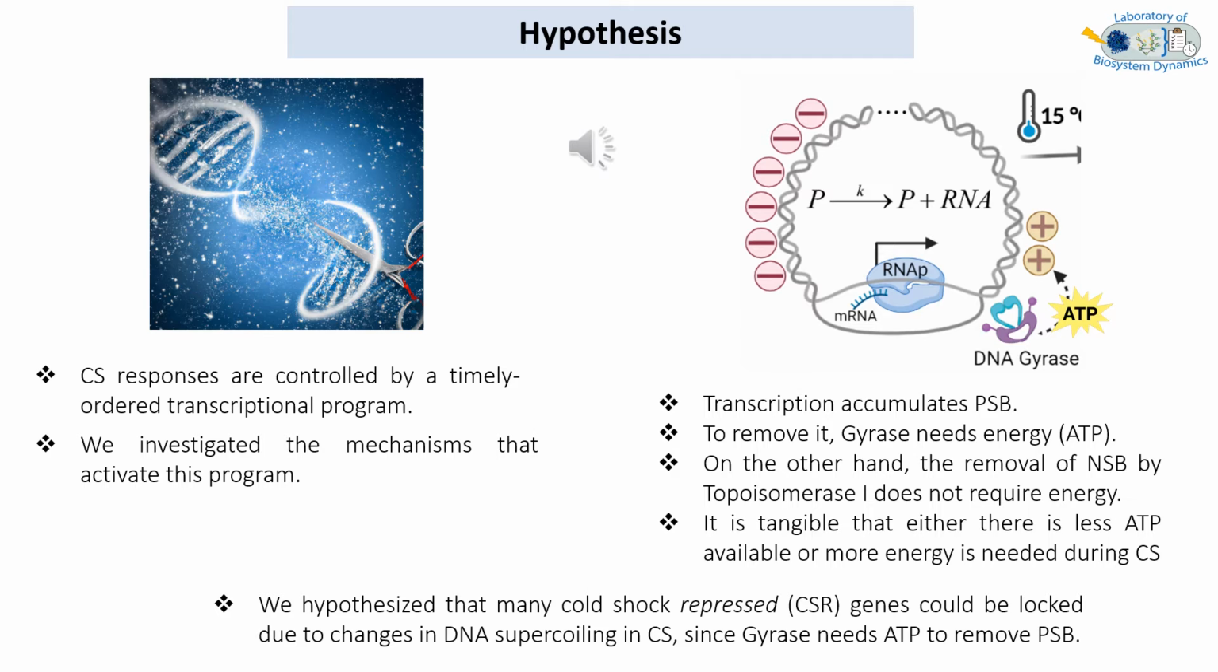So if a gene is more subject to being locked due to positive supercoiling buildup, because if it gets too coiled, it won't be easily open for transcription, such genes which are more subject to positive supercoiling may get fully repressed during cold shock. We went to study based on that hypothesis. We hypothesized that many cold shock repressed genes could become locked during cold shock due to changes in DNA supercoiling, since gyrase needs ATP to remove positive supercoiling buildups.